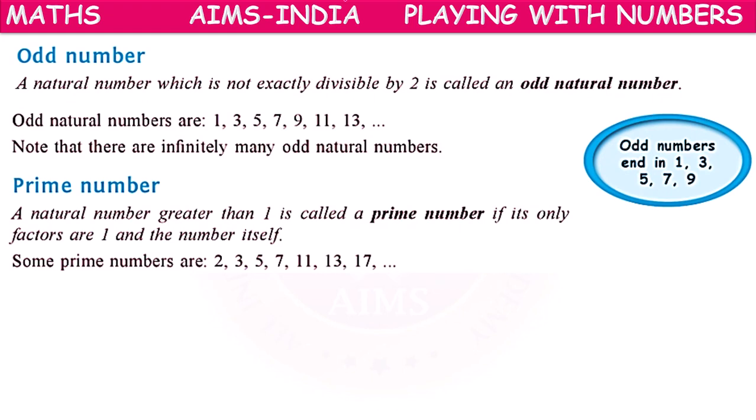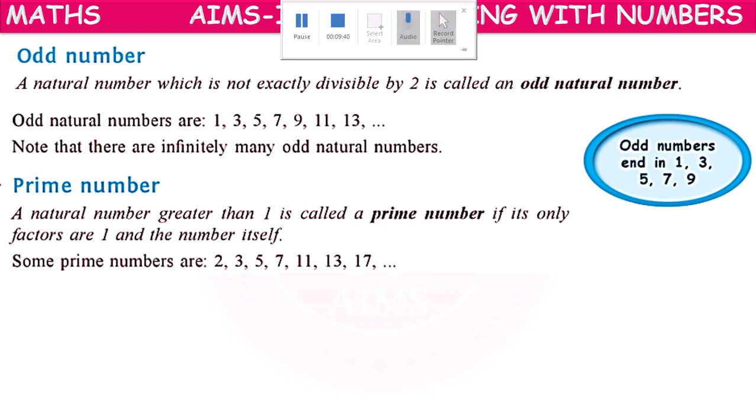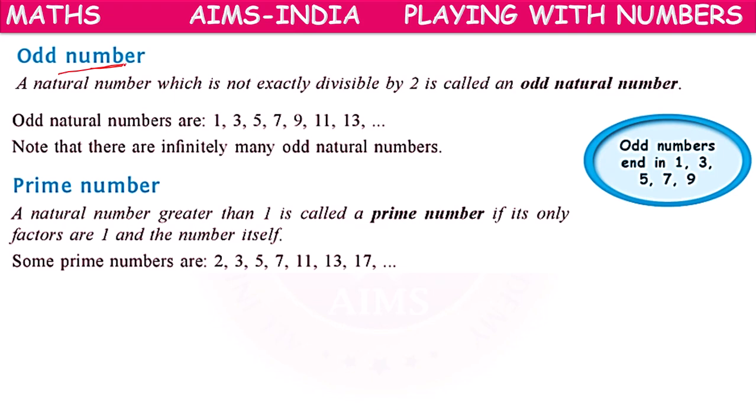Next, odd number. Odd number means opposite to even number. An even number is exactly divisible by 2. An odd number is a natural number which is not exactly divisible by 2. That which is not divisible by 2 is called an odd natural number.